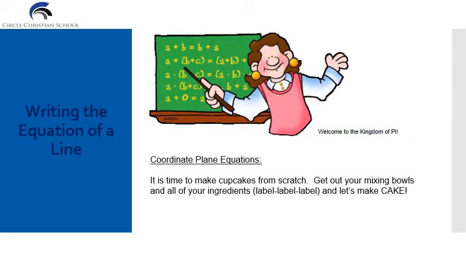Writing the equation of a line. There are times that you are given maybe 2 points and you have to find the equation, or maybe you're just given some facts about the slope and the point that the line's going to go through. This is what we call making an equation of a line. I call it making a cupcake from scratch. So get out your mixing bowls and all of your ingredients. Remember to label, label, label, and let's make cake.